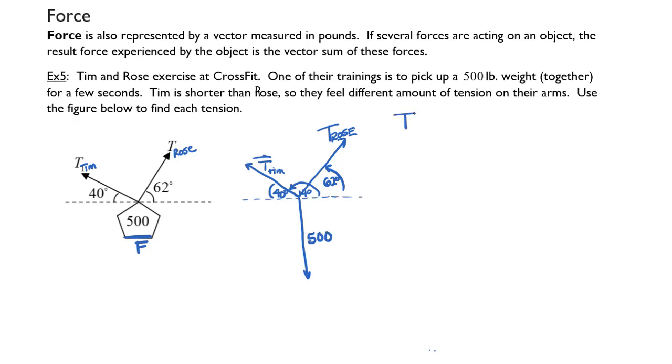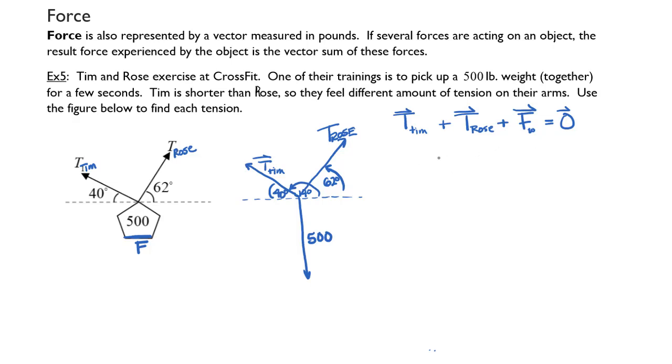We know that the tension in Tim's arms plus the tension in Rose's arms plus the force of the weight downward is equal to 0, because when they pick up the weight, everything's balanced out. The weight is pulling downwards, the arms are pulling upwards and to the sides, and so everything sums to 0. Nobody's moving the weight at all, it's just stationary.